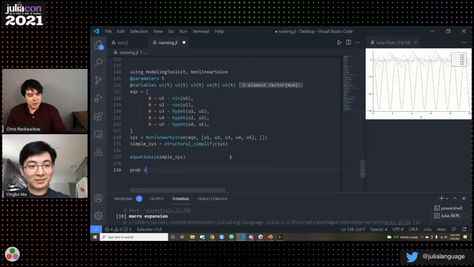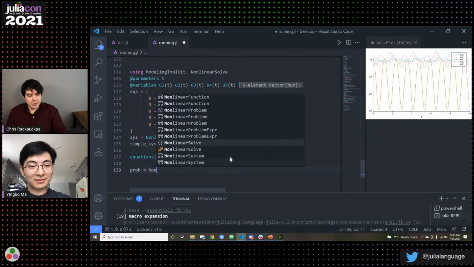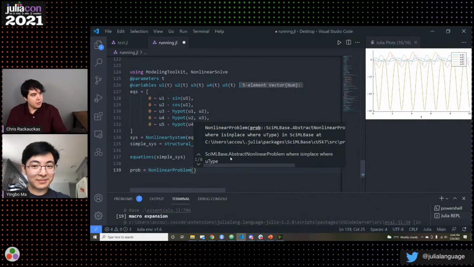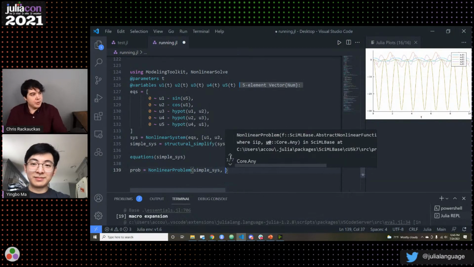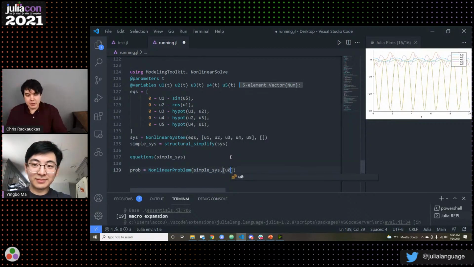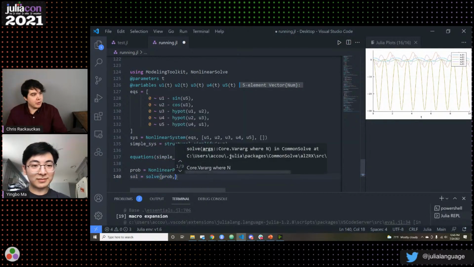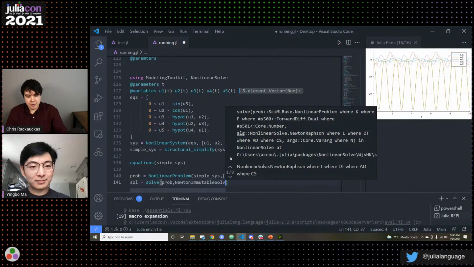And we can take this and build a nonlinear problem from the simplified system, and we need to give it an initial guess, right, for the Newton method. And now it's numerical, and we can call the solver with it. So here I'm going to directly call Newton-Raphson.